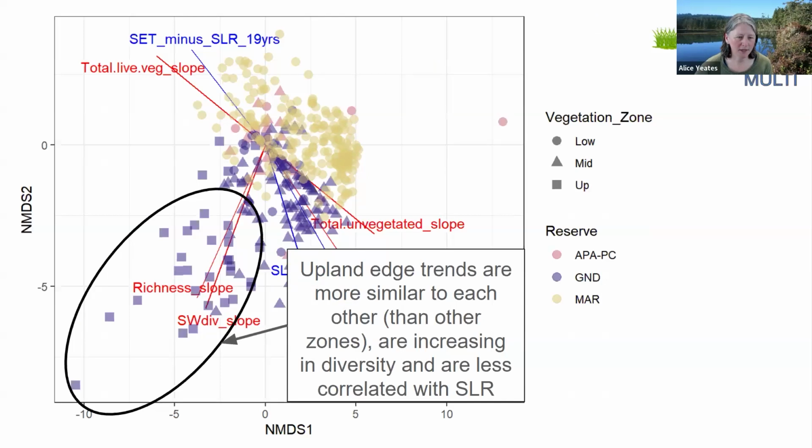So what you can see here are these squares. This is the upland edge; trends are more similar to each other than other zones. So you can see they're clustered over here on the lower left and are increasing in diversity and are less correlated with sea level rise, which runs along the perpendicular axis to this direction. And so what we're expecting here is when trees are dying off, you're actually getting an increase in diversity because those understory or ground cover species are encroaching in here.